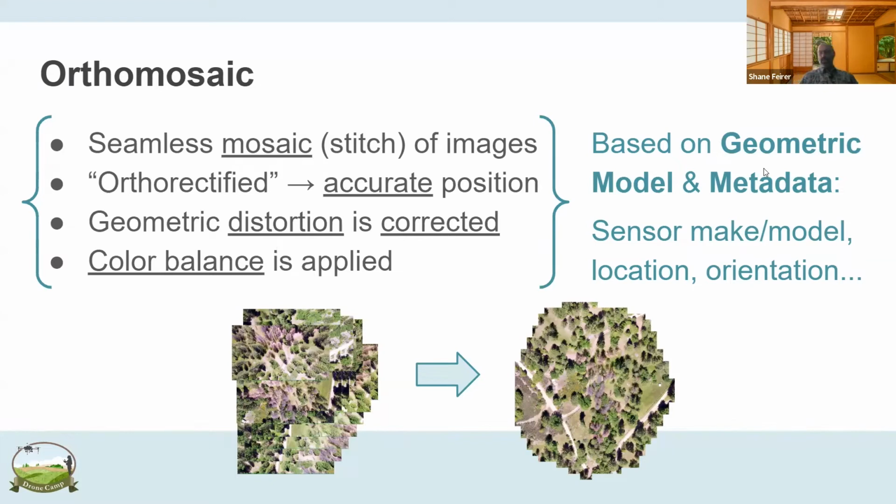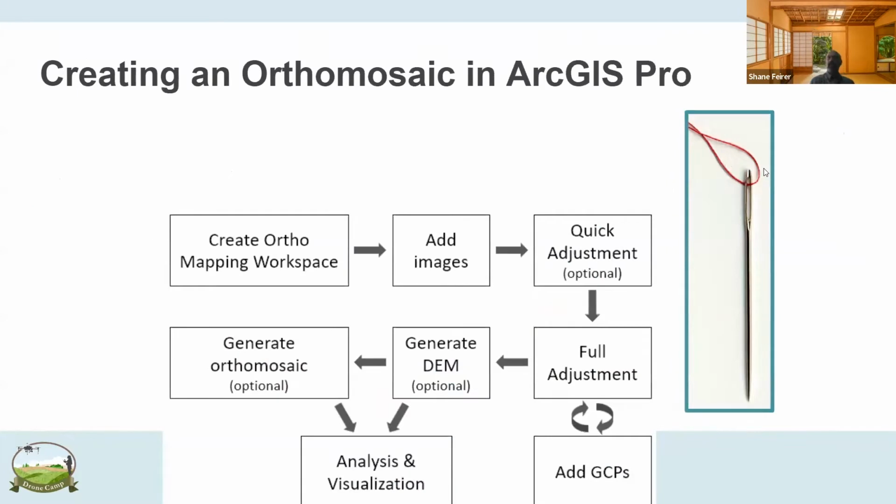It's really straightforward and easy to use, and hopefully you agree with me by the end of this workshop. So what we're going to do today, the basic steps: we are going to create an ortho mapping workspace. You're going to add the drone images to that workspace. You then have the ability to do a quick adjustment in ArcGIS Pro. You can do a full adjustment. You can generate DEMs, both digital terrain models and digital surface models. And then you can also create the orthomosaic, and then you can analyze and visualize the data.